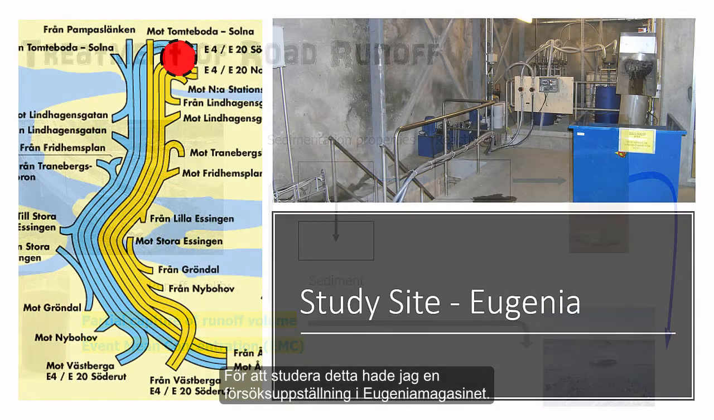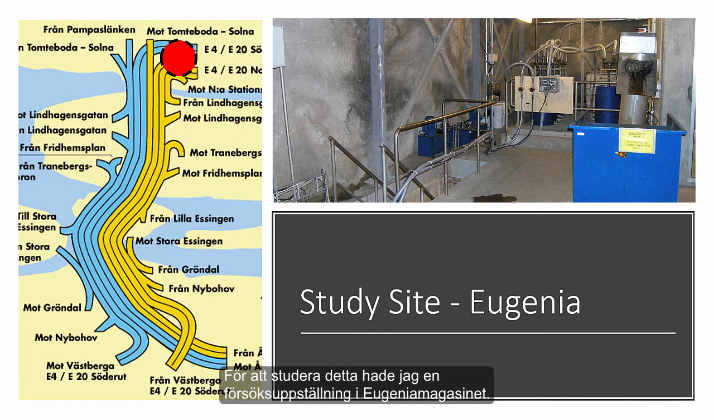To study this, I used an experimental setup located in the Eugenia treatment facility. The Eugenia treatment facility is located in Solna, just north of Stockholm, and the catchment area is a part of the E4 highway with an annual daily traffic of about 100 to 120,000 vehicles.